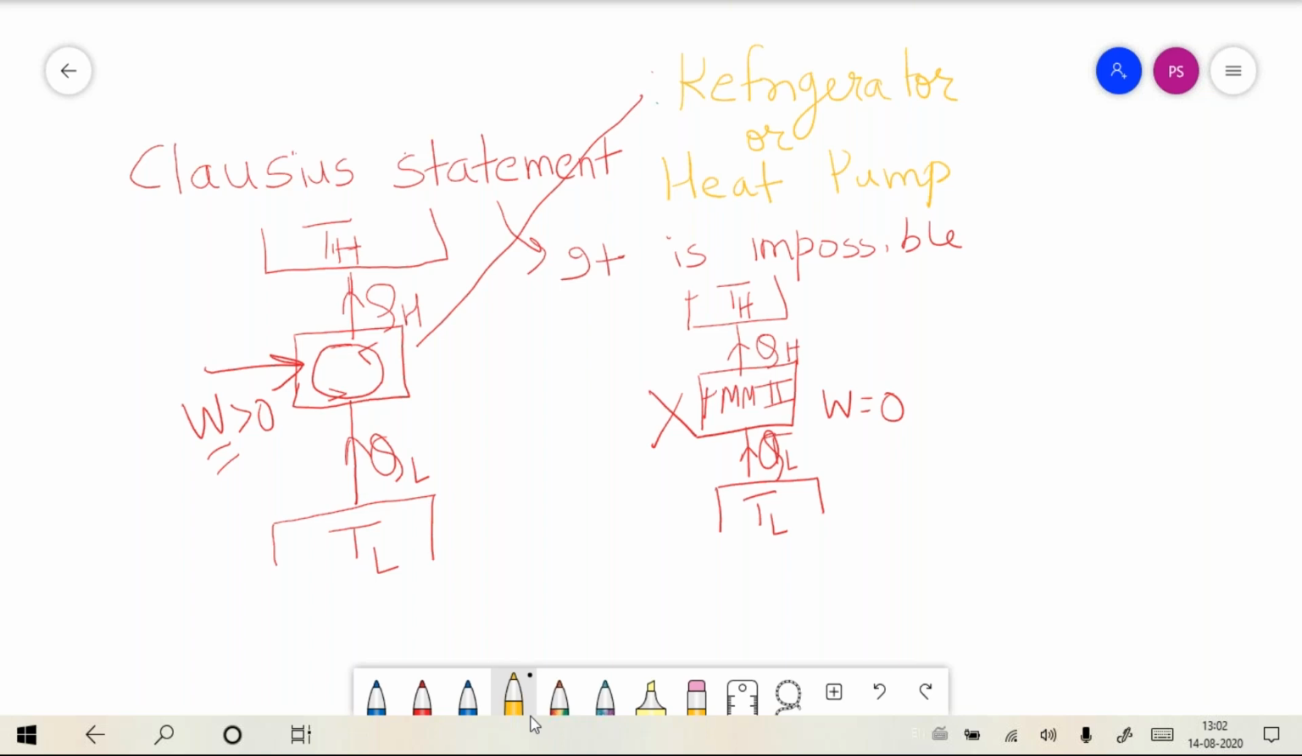Okay, so I want you to understand clearly first what is the difference between these two machines, that is a refrigeration machine and a heat pump. Today's lecture I would be concentrating on these two machines, one is the refrigerator and the other is the heat pump. And then I would be defining the performance of these machines.